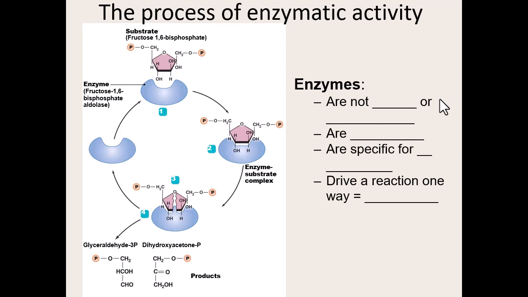They are specific for one substrate. There is not going to be any other molecule that can fit in that active site except that one very specific fructose molecule. They're specific for just one substrate. And they drive a reaction one way, meaning its job is to only break down fructose. It's not building anything. It's just doing one thing, one direction, breaking it down. And when a reaction does that, it's called a catalyst. It's getting its reaction from point A to point B. And that enzyme does it very, very well.